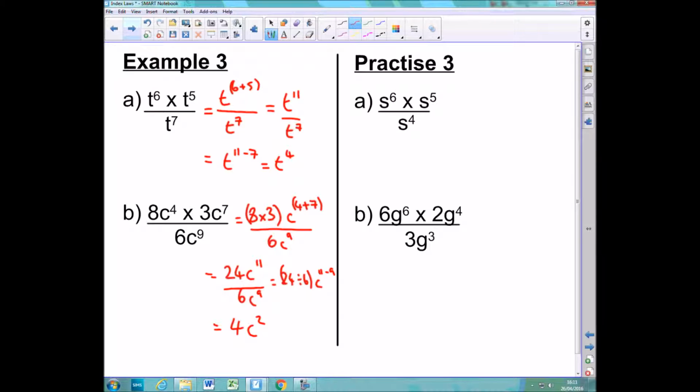So again, I've got 2 for you to have a go at on the right here. Pause the video and have a go.